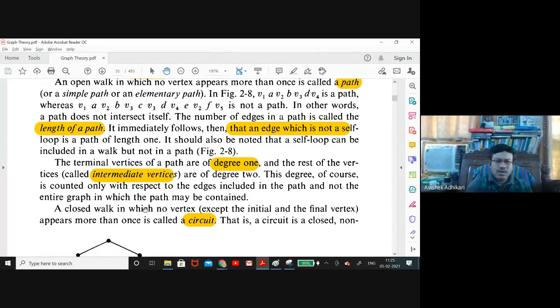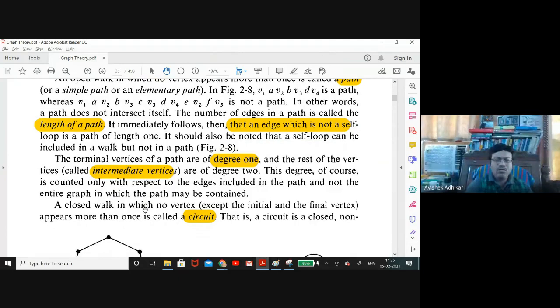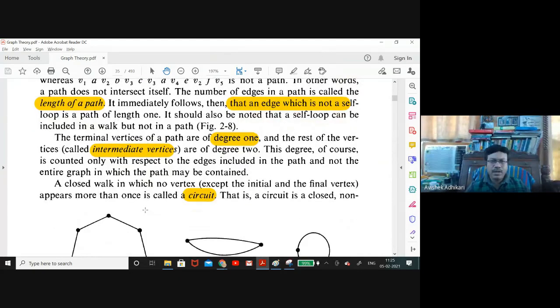So we talked about open walks, like the open path. Now I am talking about a closed walk, that means one whose initial and terminal vertices are the same. A closed walk in which no vertex except for the initial and the final vertex appears more than once is called a circuit. So this is again an important term. This is known as a circuit. That means no edge will repeat and no vertex will repeat except for the initial and the terminal vertices. That means it's a closed walk.